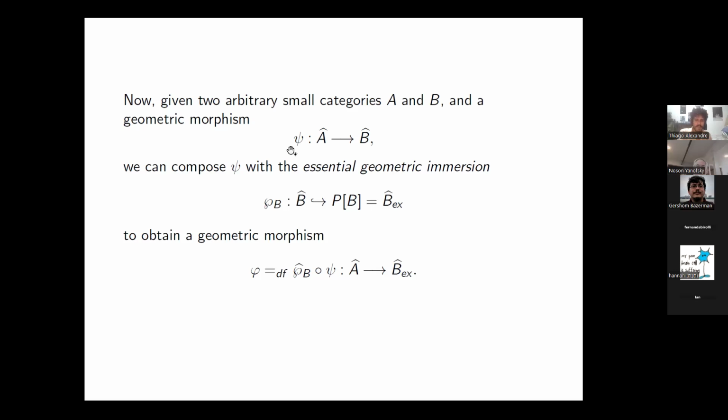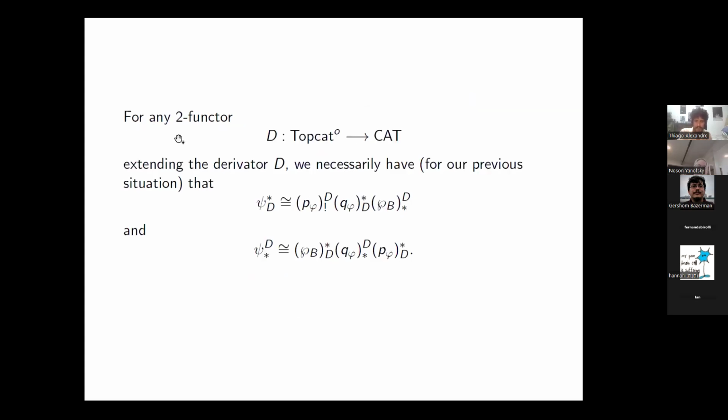But if not, we can actually just compose. We can take the geometric immersion of B hat into P of B and the free tuples of B to obtain a composed geometric morphism like this. And now it's very easy to verify that for any two-functor extending the derivator D, we necessarily have, for our previous situation, these formulas here.